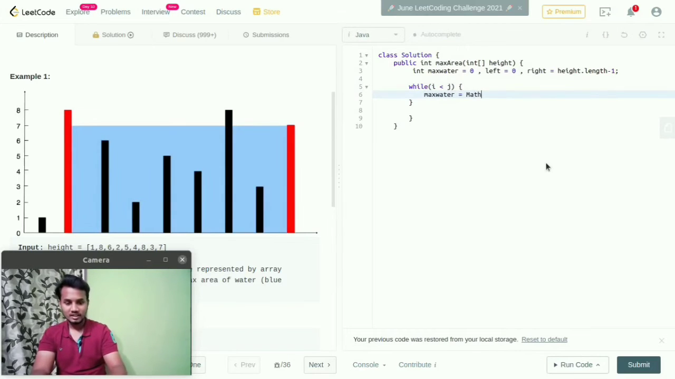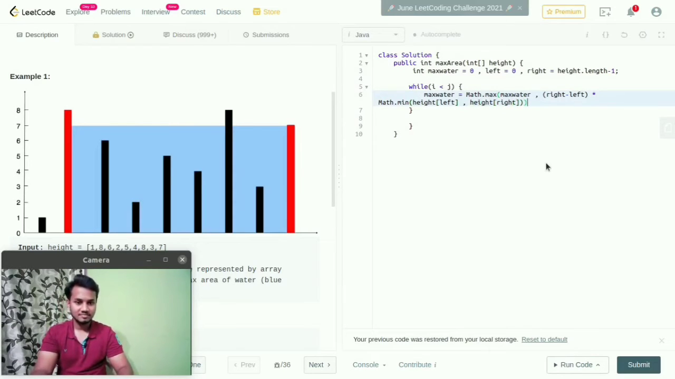maxWater equals Math.max of maxWater comma right minus left, and multiply with Math.min of height of left comma height of right.